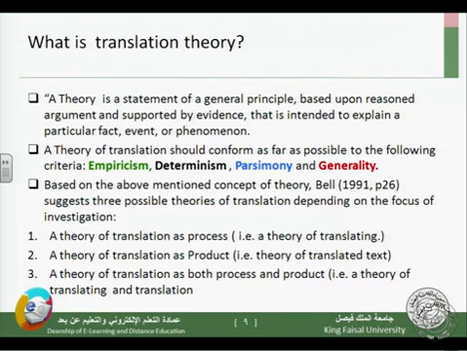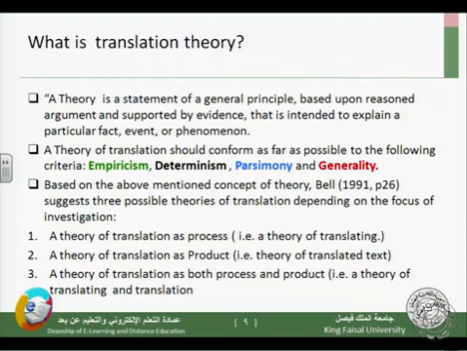Now, a theory of translating means it is an explanation of what's going on in the translator's mind, processor. A theory of translation as a product, it means a theory, an explanation of the translated text. You have a text and you have a theory of this phenomenon. So you have to have an explanation of how this text comes about.